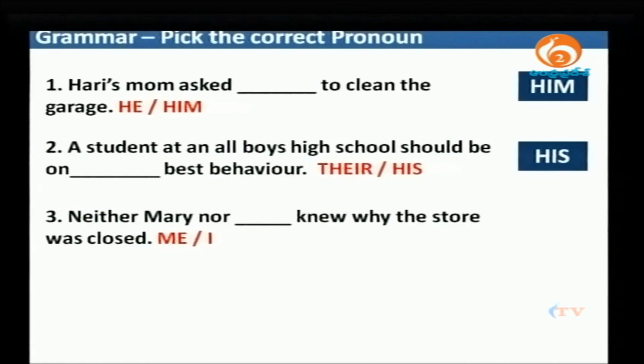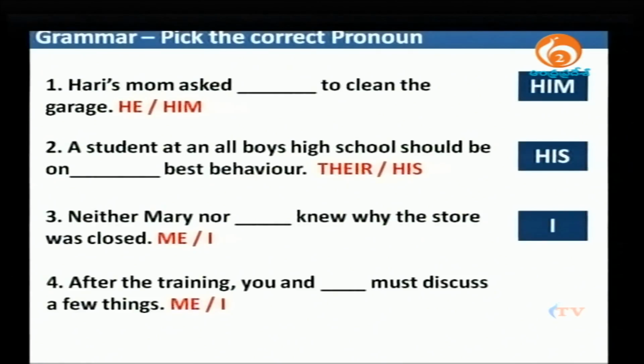Neither Mary nor dash knew why the store was closed. So, neither Mary nor I knew why the store was closed. You cannot say neither Mary nor me knew, because if you remove this part of the sentence, you can't say me knew why the store was closed. No, I knew why the store was closed. So, that's the correct form. After the training, you and dash must discuss a few things.